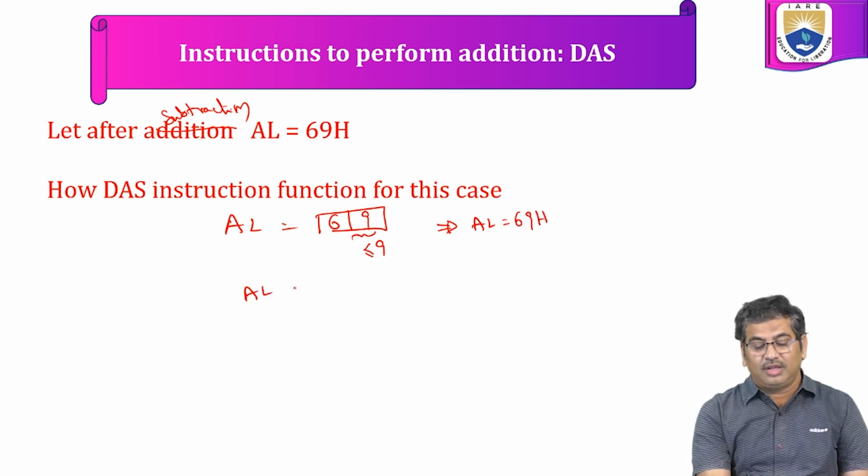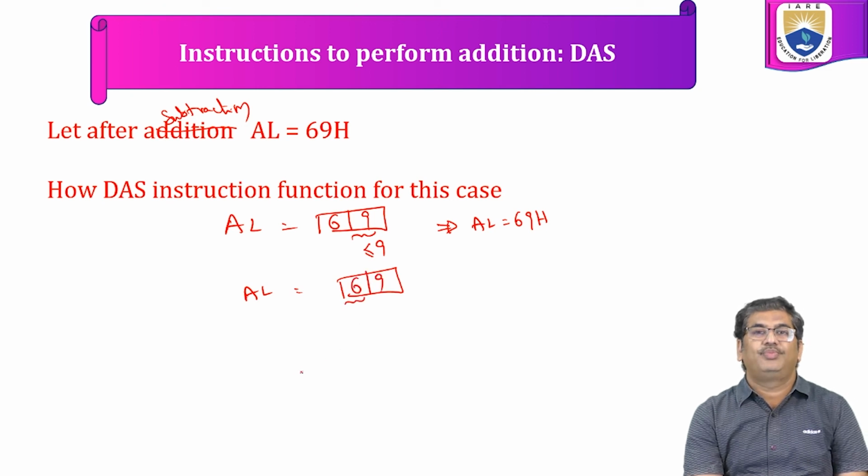Then we have to take the AL register contents to examine the upper 4 bits, the upper nibble. In this case, the upper nibble is 6, which is a valid BCD number as it is less than or equivalent to 9. Don't alter the contents of the AL register. So after the DAS instruction, the contents of the AL register is 69H.